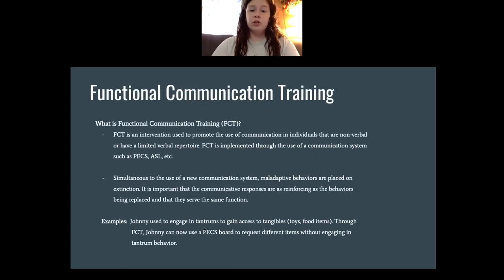PECS is a form of functional communication training, which is an intervention used to promote the use of communication in individuals that are nonverbal. Functional communication training is implemented through the use of a communication system, which we chose to be PECS.